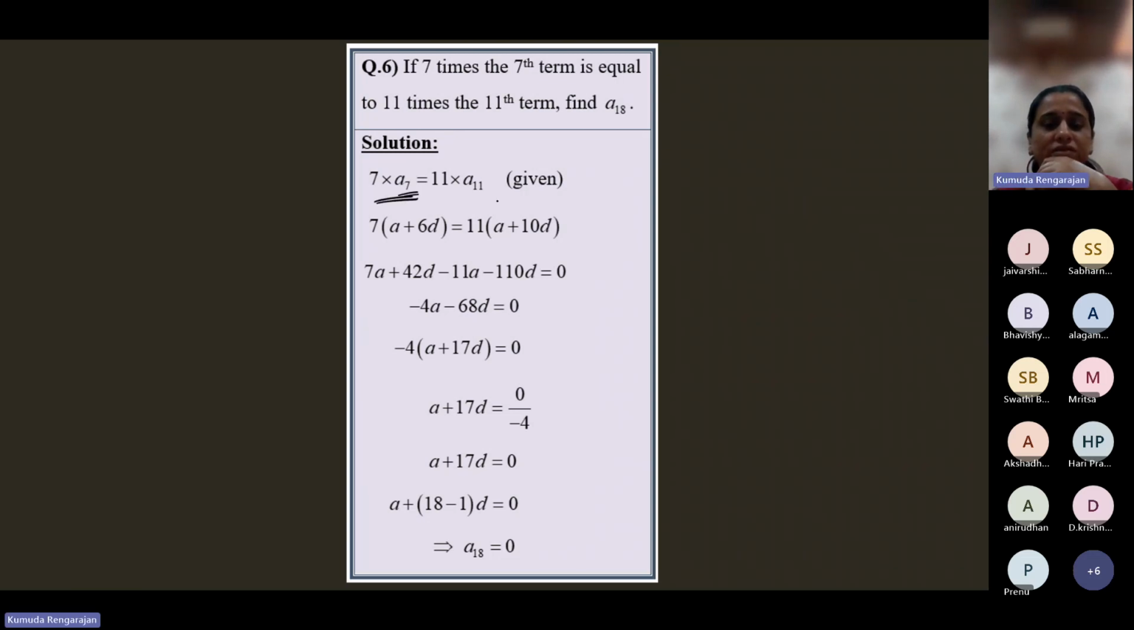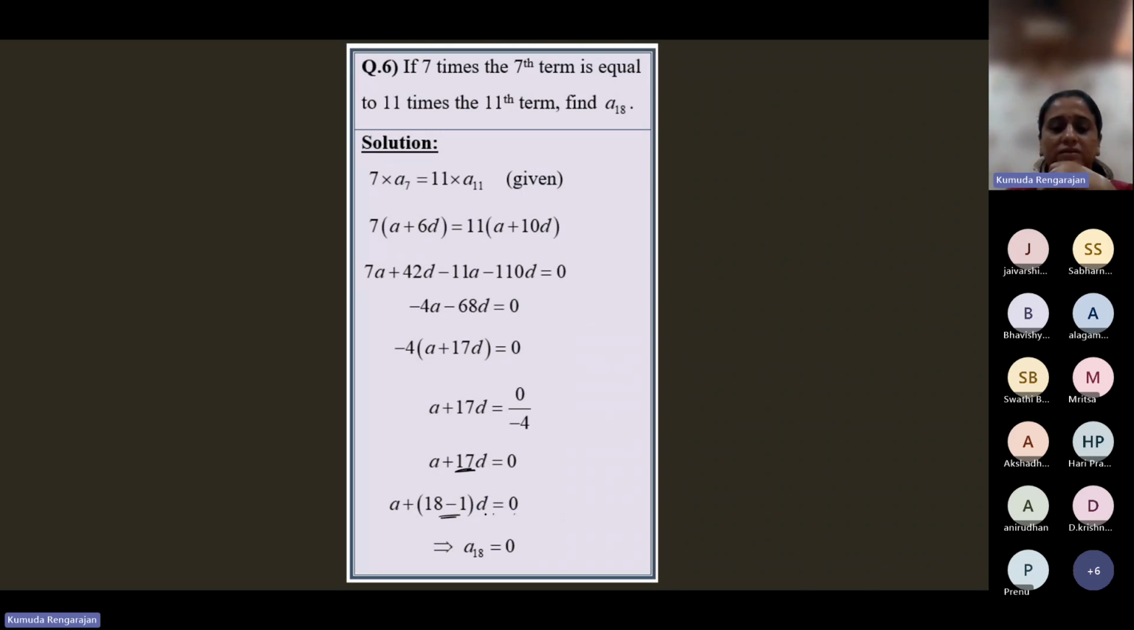Seven times the 7th term is equal to 11 times the 11th term. So 7 into A plus 6D is equal to 11 into A plus 10D. Open the brackets, bring all the terms to one side. Minus 4 is common, and that minus 4 will come for division. So you get A plus 17D is equal to 0. You can skip writing 17 as 18 minus 1, because A plus 17D means A18. So A plus 18 minus 1 into D is 0.